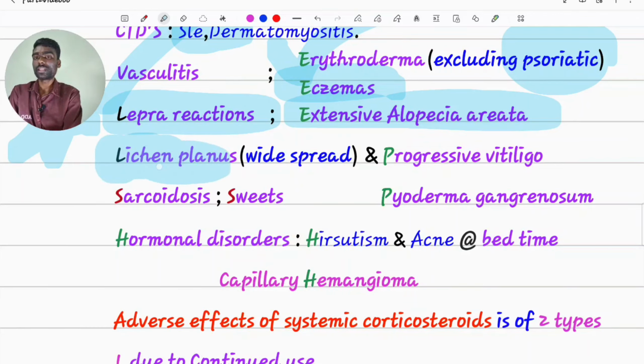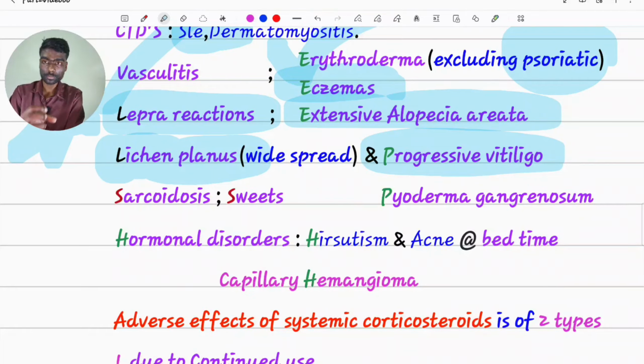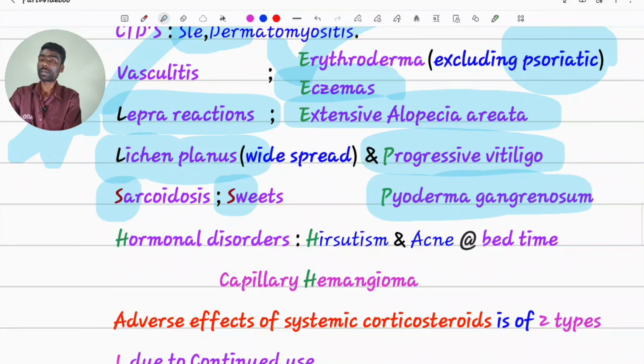Extensive widespread lichen planus, progressive vitiligo. If vitiligo is progressing very fast, we can give oral steroids. Sarcoidosis, Sweet's syndrome, pyoderma gangrenosum. In my part 1 video, I asked one question where we can give steroids even on ulcerated skin, that is pyoderma gangrenosum. Here the ulcer will be so severe that even muscles and bones will be visible to our eyes, and in that situation we can give steroids, intralesional injections, topicals. It will respond well to steroids only.